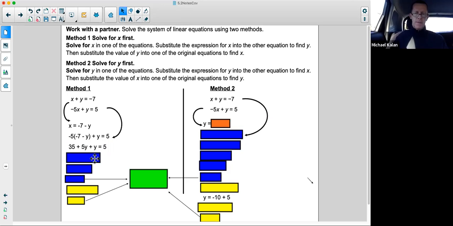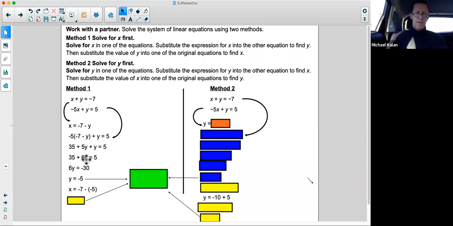Distribute. Combine like terms. 5y and 1y, 6y. Boom. And boom. Now I know what y is. y is equal to -5. Then it says substitute the value of y into one of the original equations to find x. Okay. So we could do that.